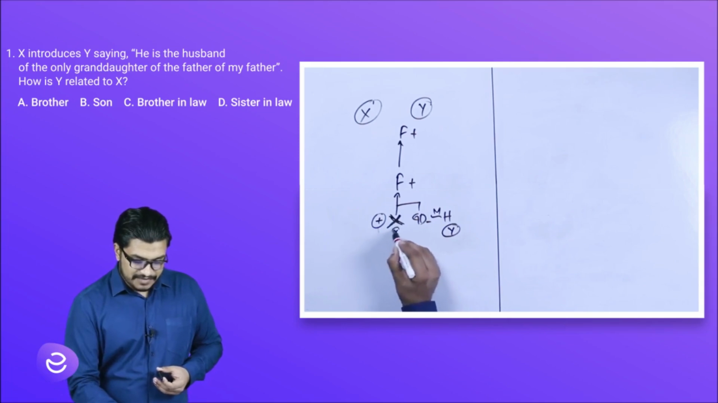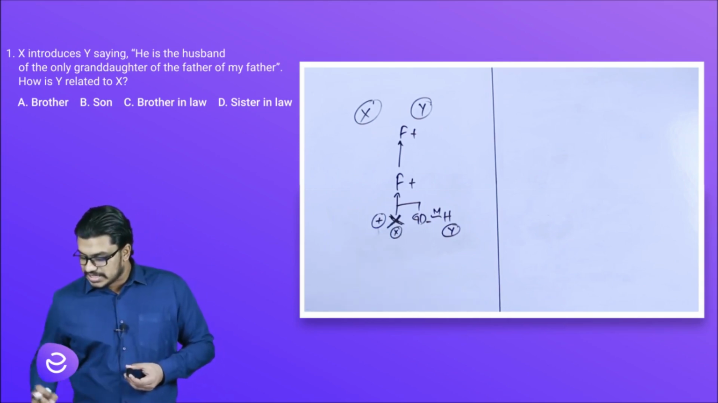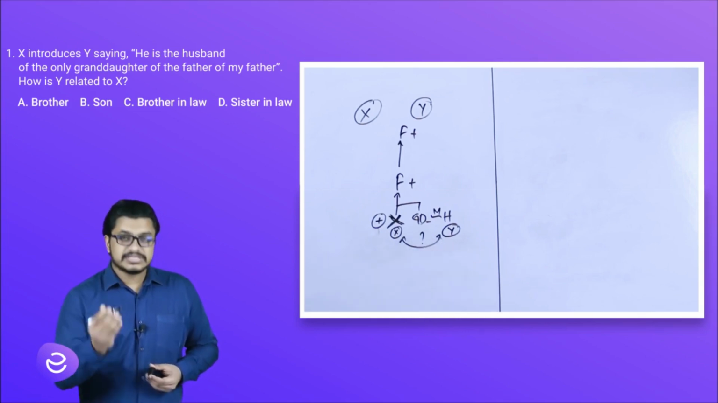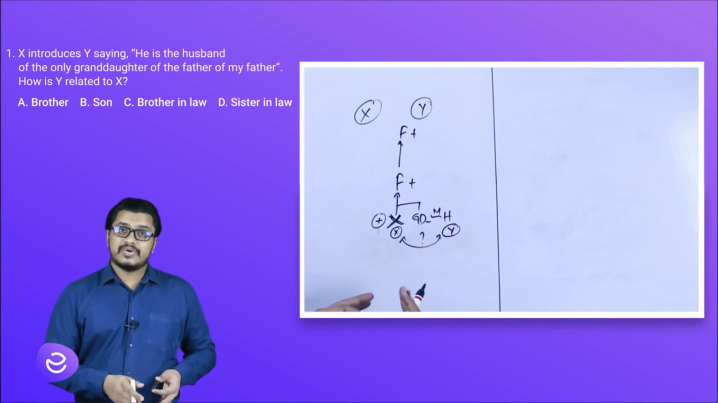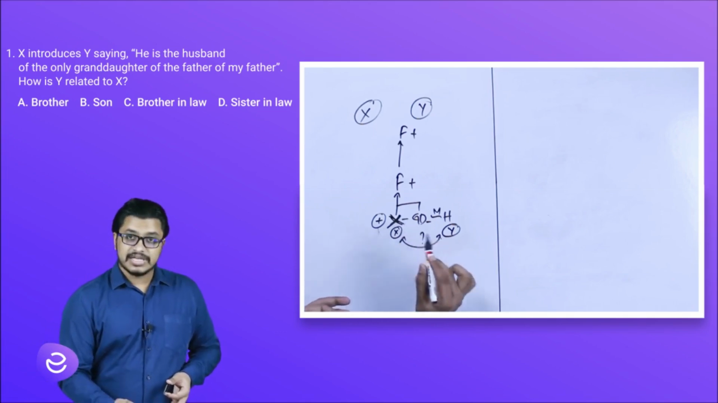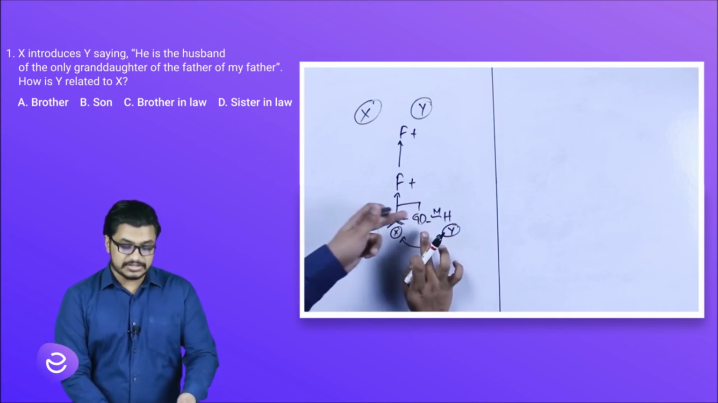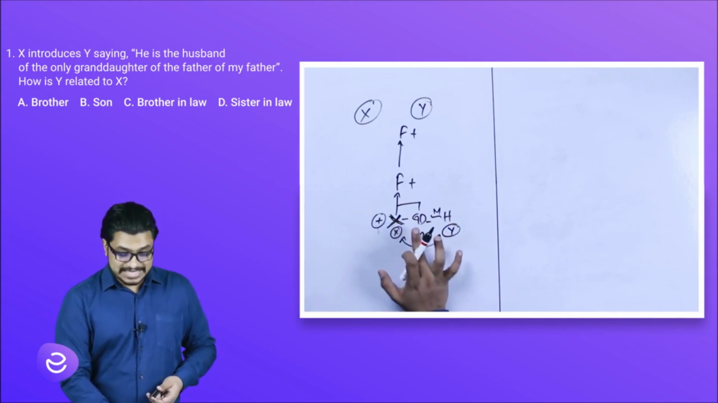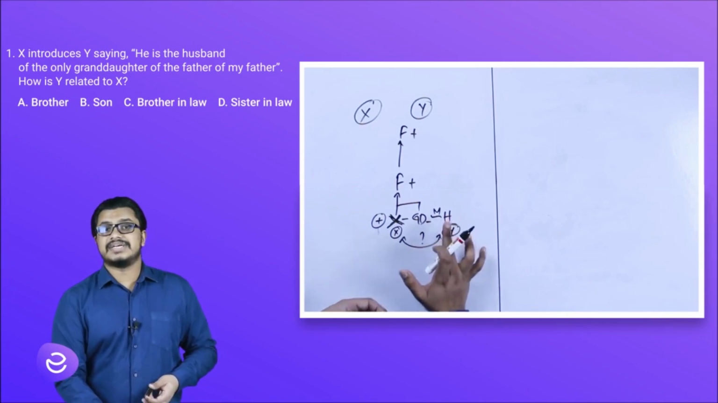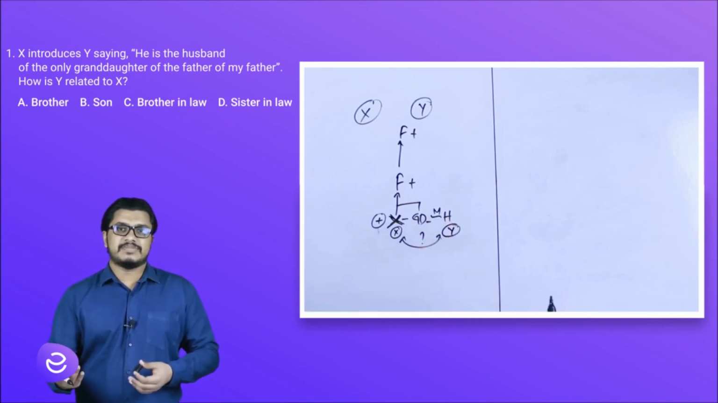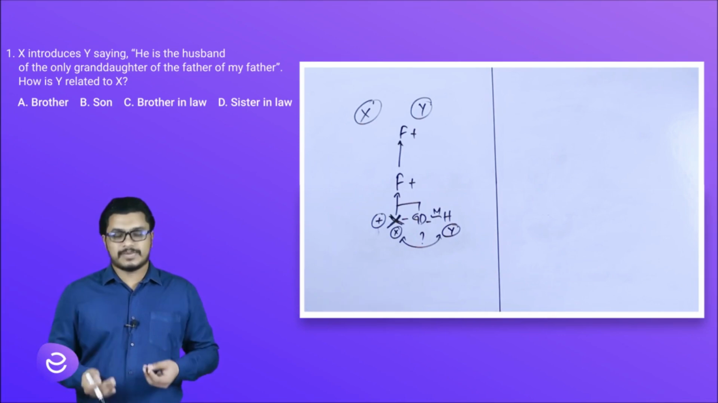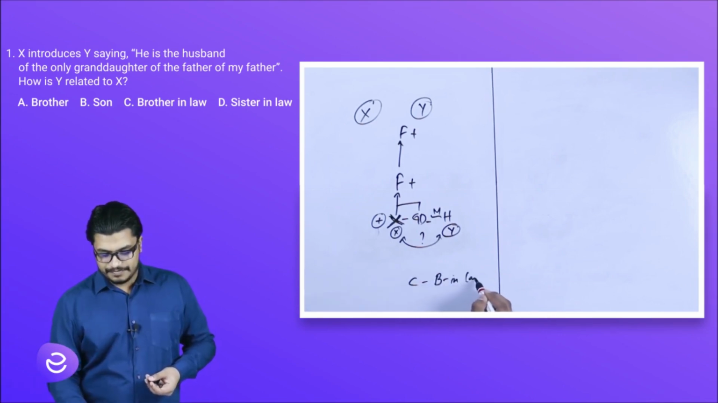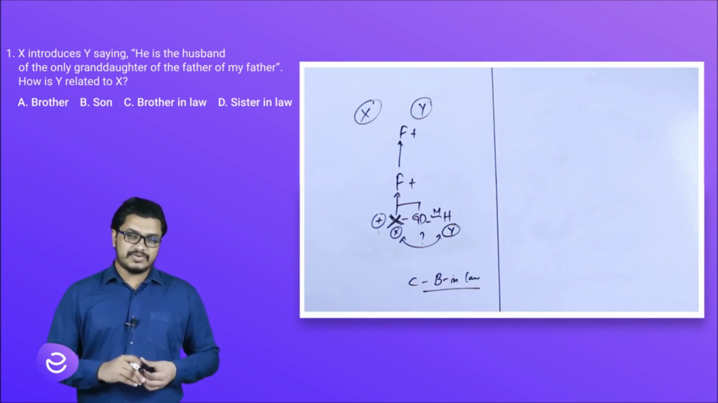Here we have x. Now the question is, how is y related to x? They are asking about this relation. Here we have x, and x's sister, because it is written as granddaughter, so it is a female. So we have x's sister's husband. My sister's husband would be my brother-in-law. Here we have option C as brother-in-law. So this is how you find out the answer.